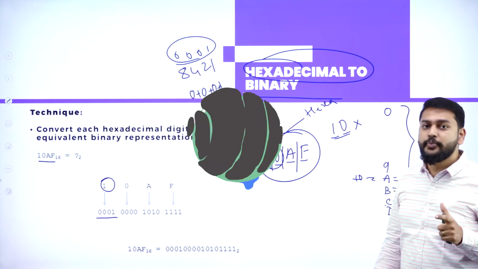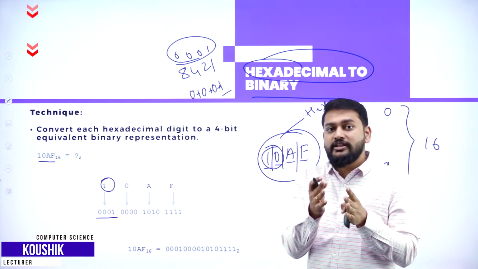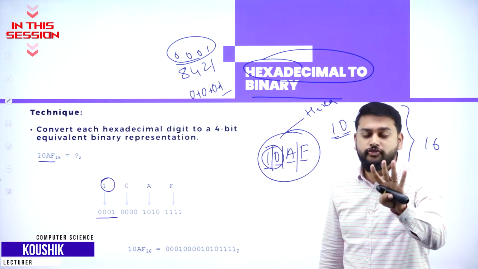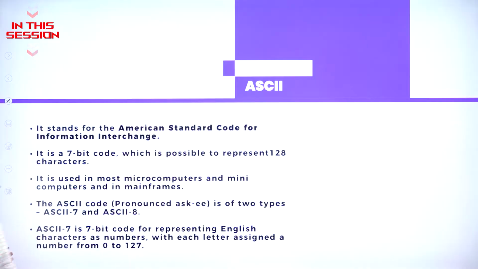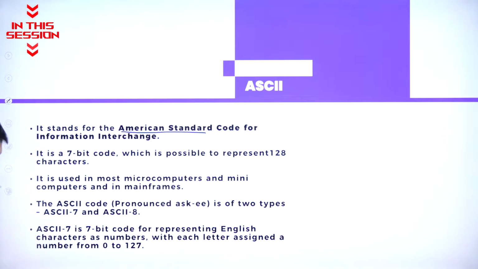If you are representing hexadecimal, you are not supposed to write only 1 0 since it is 0. So you have to use 4 zeros. So what is this ASCII values? American Standard Code for Information Interchange.